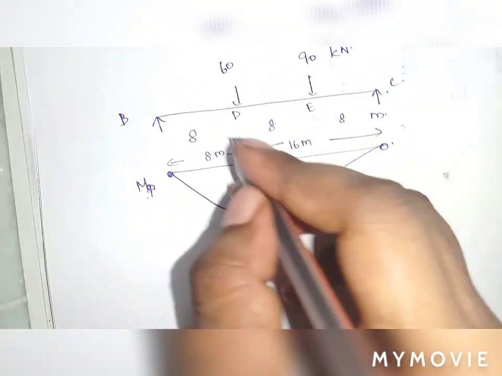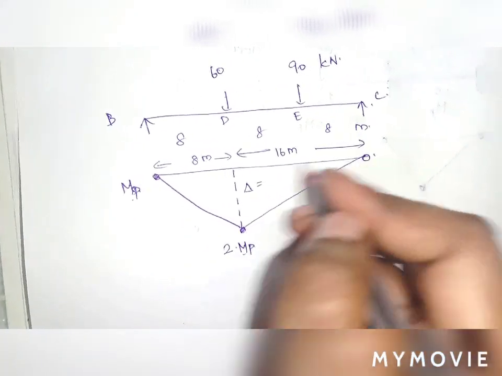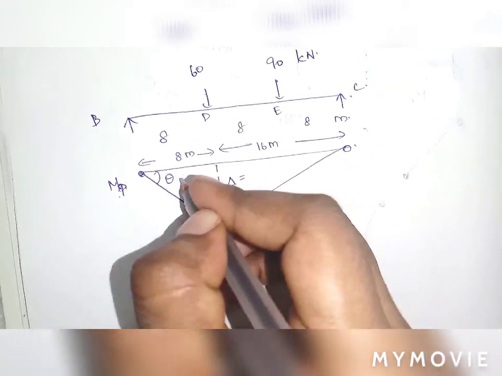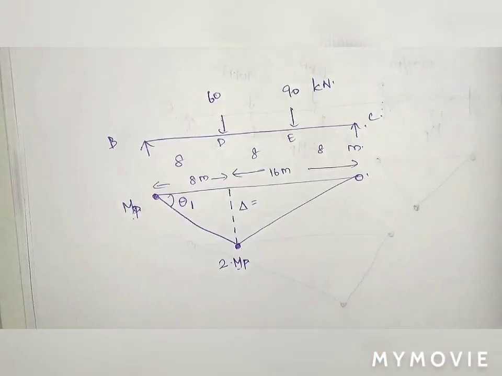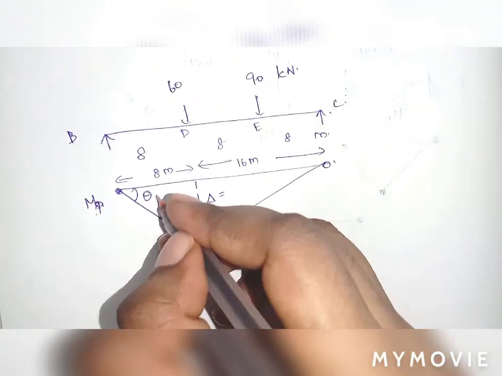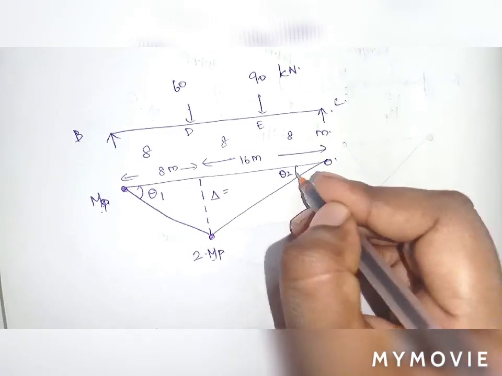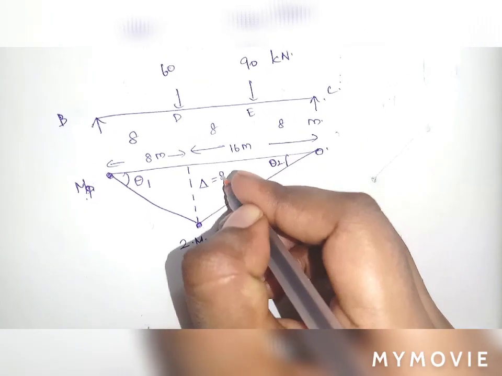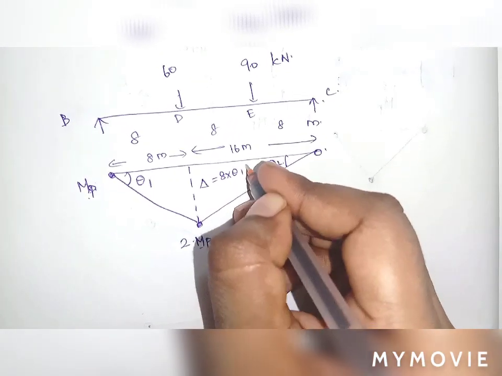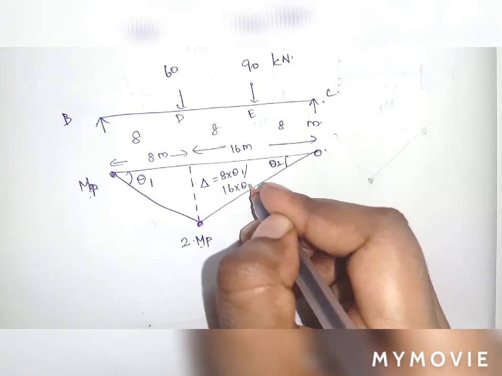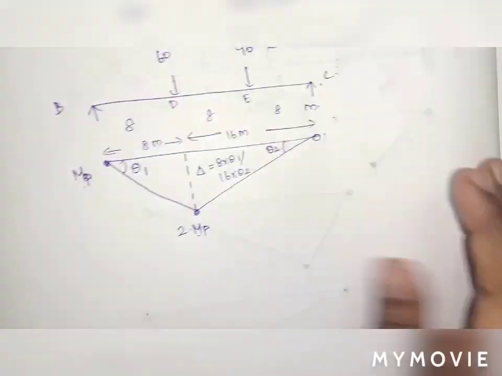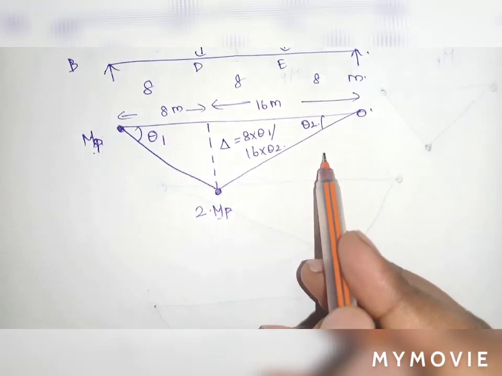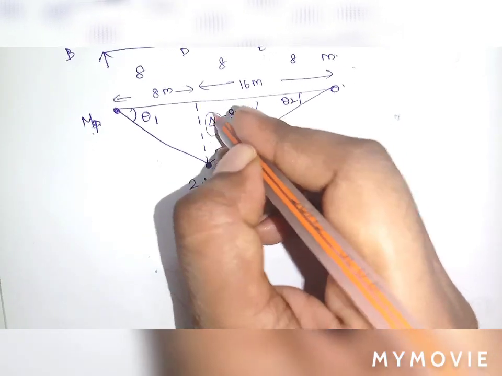So before calculating, this is an unsymmetrical diagram. The triangle itself shows this is an unsymmetrical diagram, hence assume it as theta 1. So already we have assumed a theta in the previous mechanism. So this will be theta 1 and this will be theta 2. Okay, so delta, we can say that delta is equal to 8 into theta 1 or 16 into theta 2. This will be your deflection value. You can calculate this delta either from the left side or from the right side. Okay, this is the delta at D point.